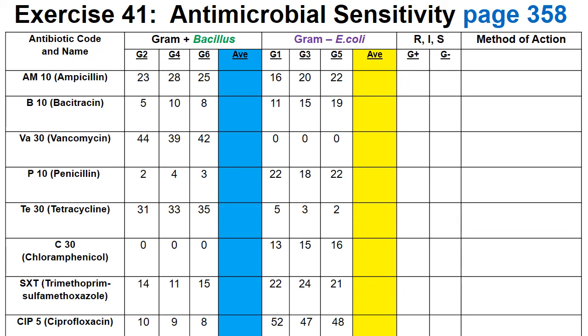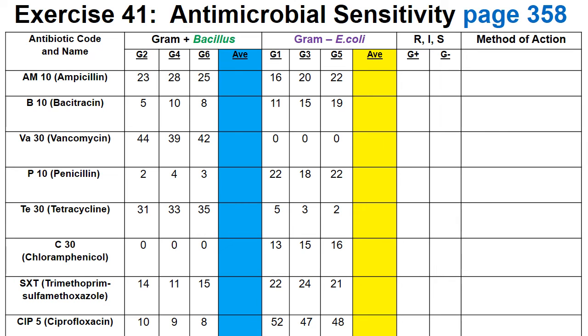So for example, let's say AM10 average, and I'm just going to guess, is let's say 26 or 27. You would take that number, 26 average, and look on table 41.1 and decide based on the table, is it intermediate, sensitive, or resistant? You do the same thing for E. coli. So what do you want to have? A lot of R's, I's, or S's?